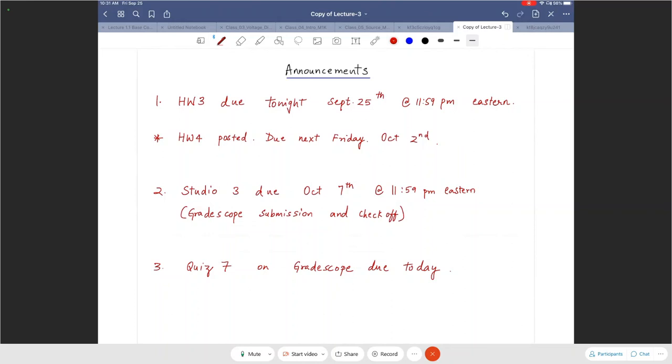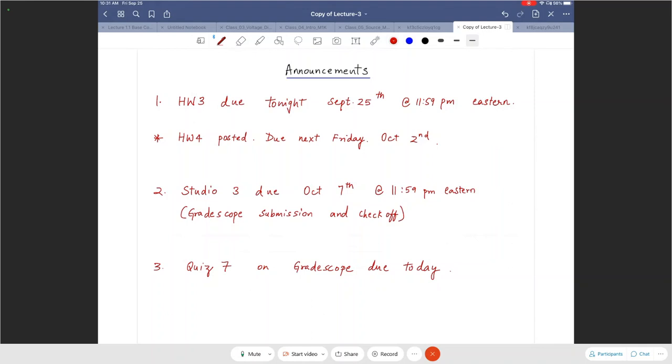So we are going to start today where we left off in the last class. Before we get there, let's just talk about the announcements. Homework 3 is due tonight. Homework 4 has also been posted, and it is due next Friday, so October 2nd.